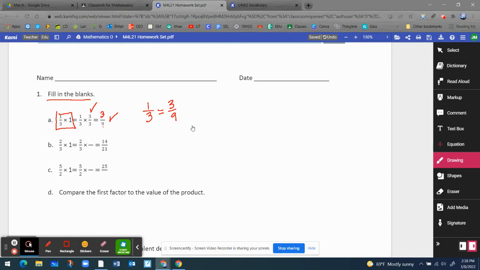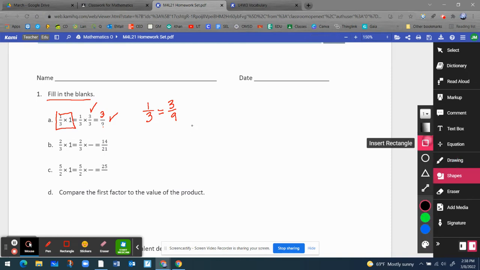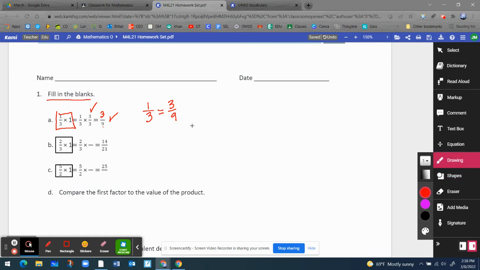The second one is partially done. If you pay attention, they set it up again. Here's the problem: 2/3 times 1. And on C, they give you the same scenario. So they set up a problem for you. Now what you have to do is say, okay, I'm going to rewrite the 2/3, which is the same fraction, and I'm going to find the equivalent fraction. As you can see on problem B, they gave us the equivalent fraction already. All we have to do is to make sure that this is true.